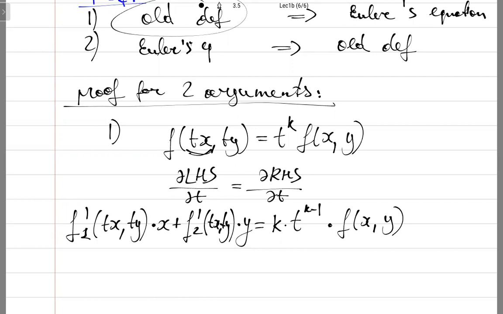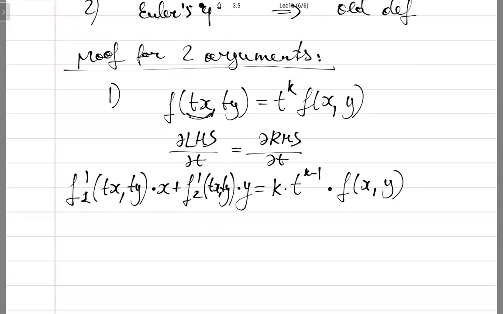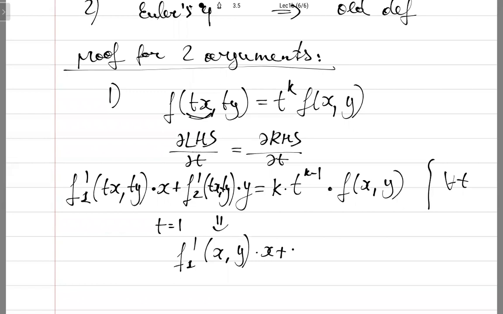Okay. And this is valid for all values of t. Maybe we are limited by some t greater than zero. That's okay. But for all t in our subset we consider. So I plug in t equal to 1. And I will have f prime x y times x plus f prime x y times y equals k times f of x y.